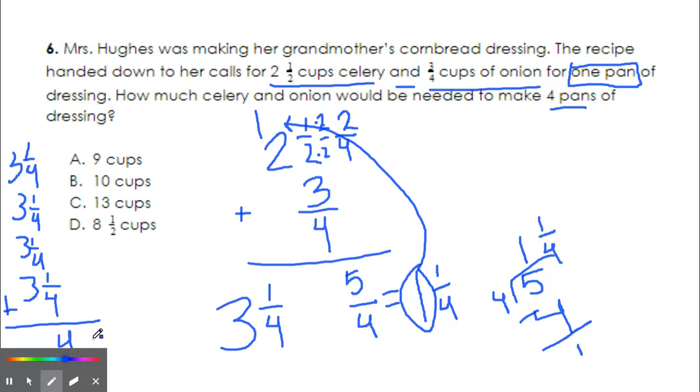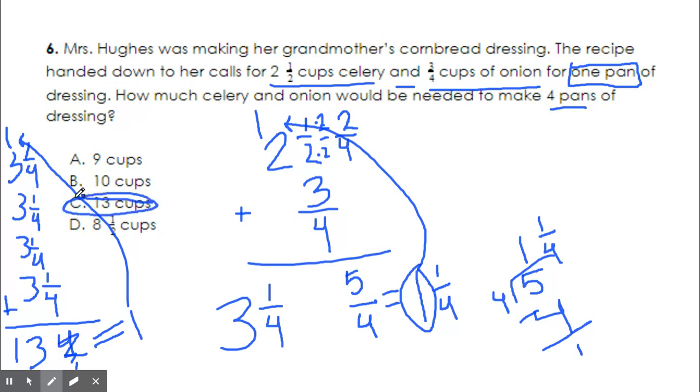Oops, I've got in the way. That would be the same thing as 1 whole. And then I could carry the wholes up here to the other whole numbers. So that would be 1, 2, 3, 4, 5, 6, 7, 8, 9, 10, 11, 12, 13. So it'd be 13 total cups. So 13 total cups.